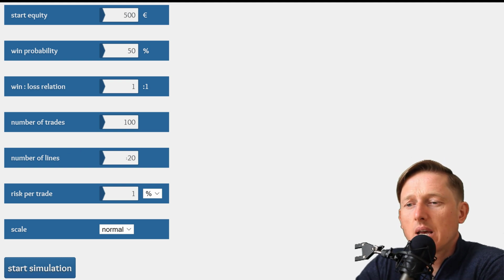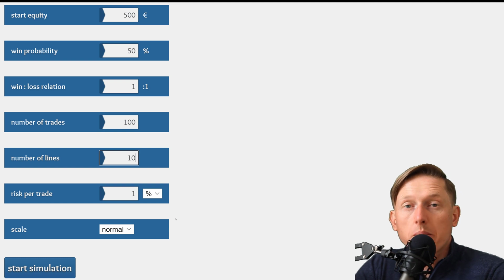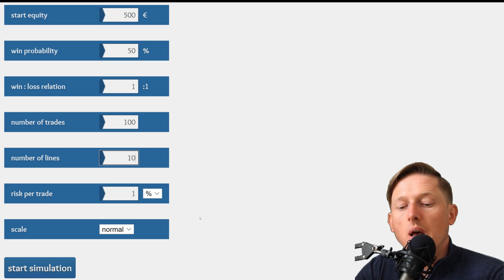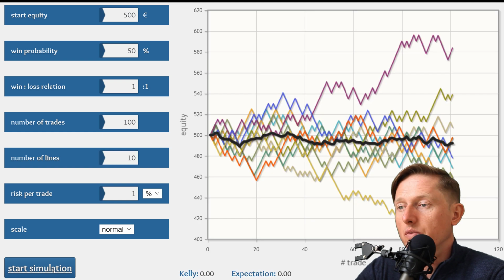Number of lines, 20. Let's just quickly change it to a little bit less. We don't need so many. And risk per trade 1%. That's what traders are usually advised to do, to trade 1% of their account. And let's see what happens if we trade like that.